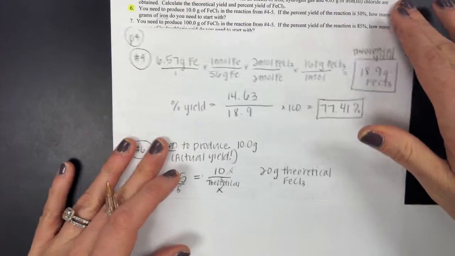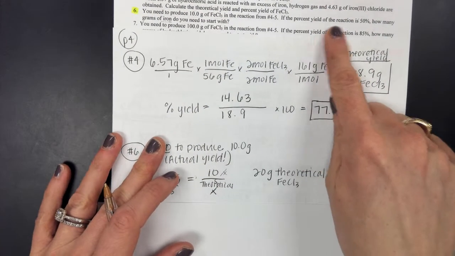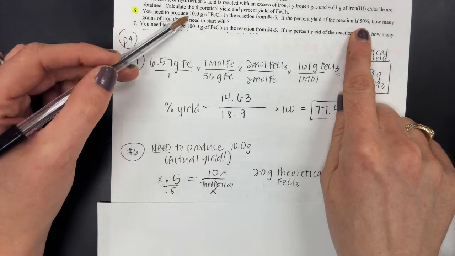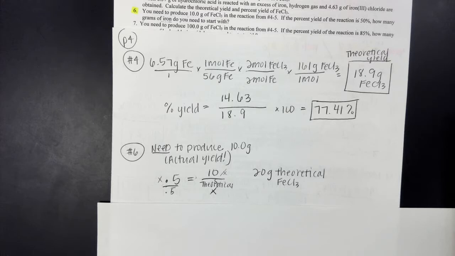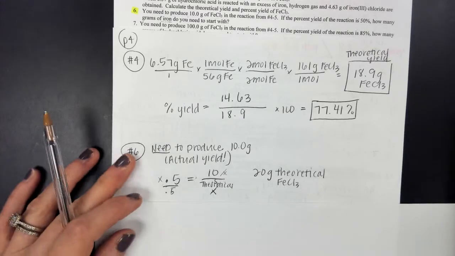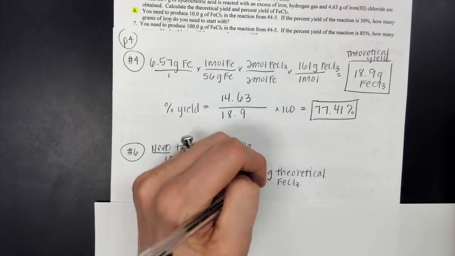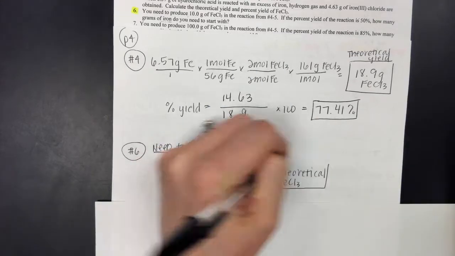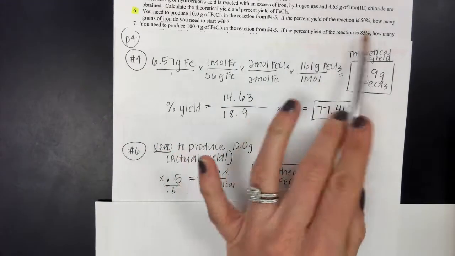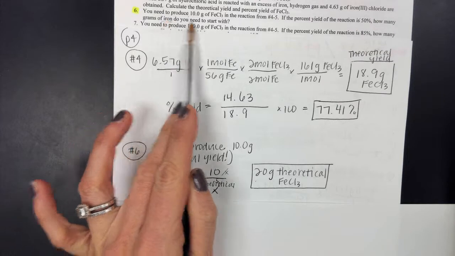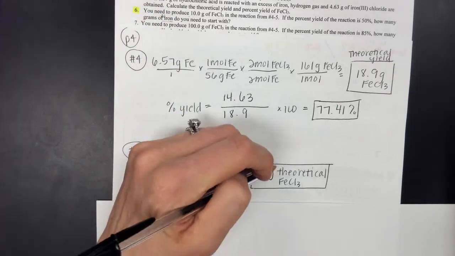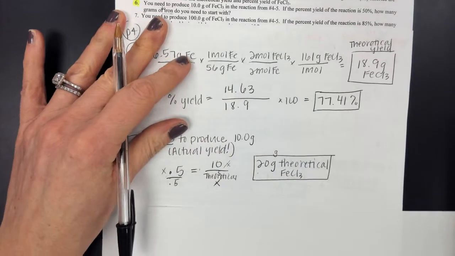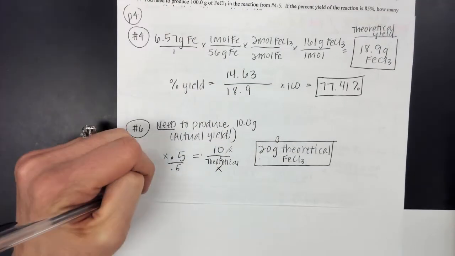Okay, you could also just use common sense, right? Percent yield is 50%. You need 10 grams. You're going to need 20 grams to start out with as your theoretical yield. Okay, so cool. We have our theoretical yield, but this is not what it asked me for. It says, how many grams of iron do I need to start with? So grams of iron is my wanted. This is my given. So it's just a stoich problem now.